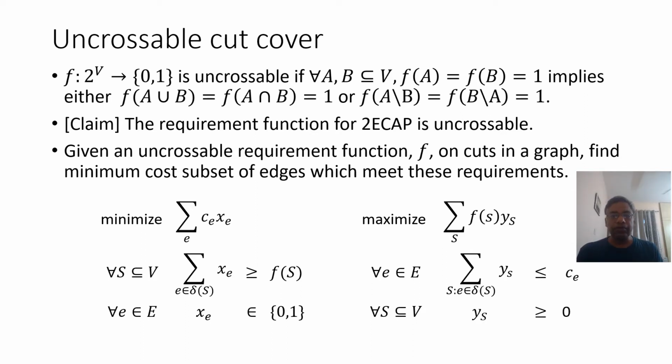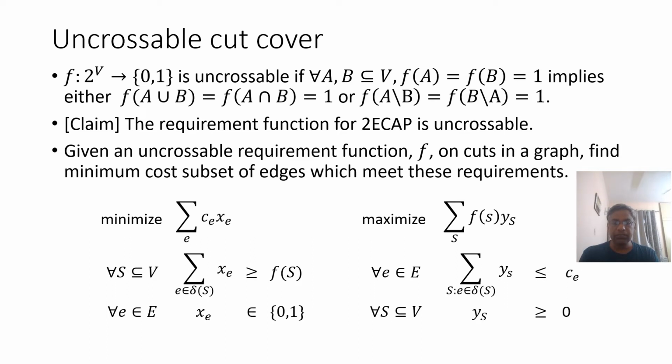And now if f is an uncrossable function, then the 2H connectivity augmentation problem can be formulated as an integer program. And on the right is the dual of that integer program. This is a fairly standard program, so let me just quickly go over it. So what do we want? We want to pick, so x_e is an indicator variable which is 1 if we are picking the edge in E prime and 0 otherwise. And so we want to minimize the total cost of the edges that we pick. And what do we want?